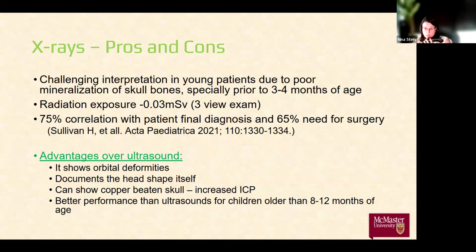The advantage over ultrasound is that it gives you a broad overview of the head shape itself. It also shows you the deformities in the orbits, whereas ultrasound is very targeted to the sutures that you are interrogating. It can also show the copper-beaten appearance if there's any increase in intracranial pressure developing because of the craniosynostosis. And it will work if you need to investigate children older than 8-9 months, when ultrasound becomes a little more challenging and can have more false positives.